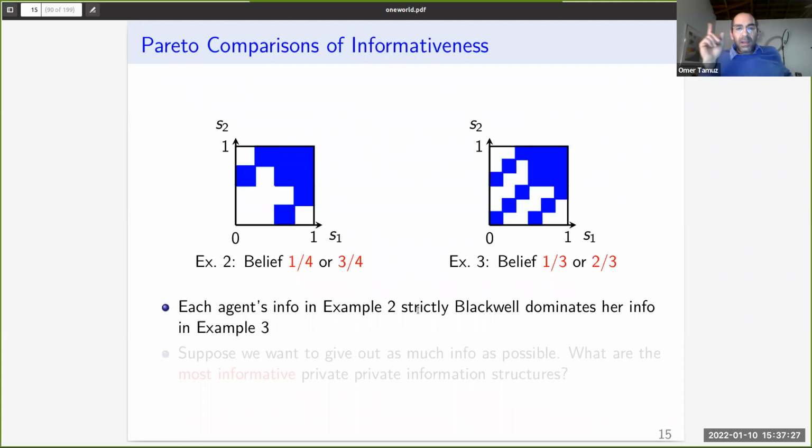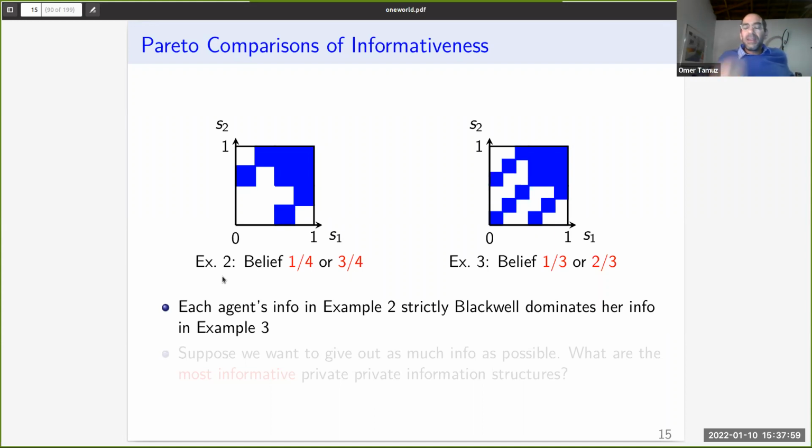Okay, so now I want to start talking about our main question. And here are two examples that we have. In this one, this is equivalent to a binary signal, a 1/4, 3/4 binary signal. This one's equivalent to a 1/3, 2/3 binary signal. And each one of the signals in example three is Blackwell dominated by the signal in example two.